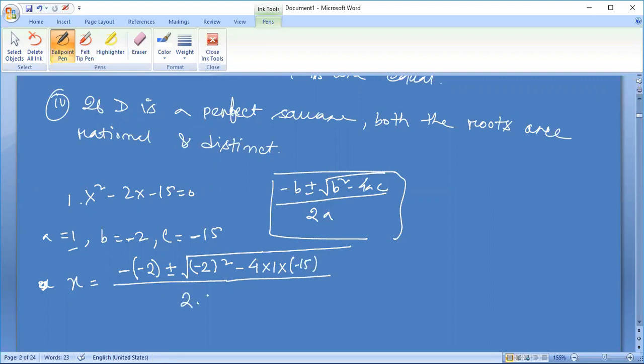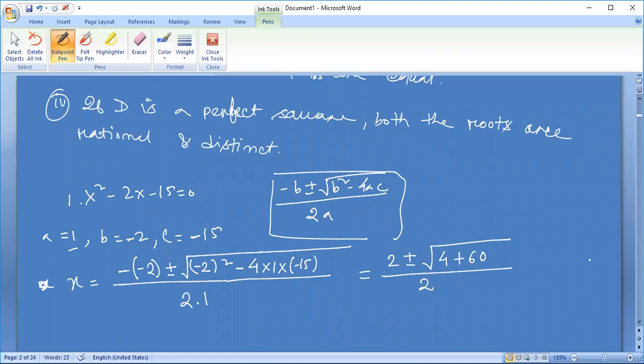A is 1. So now if you solve this, minus and minus will be plus. Then plus minus, minus 2 whole square. It will be what? Minus 2 whole square is 4, yes. So then see now, minus and minus, so it will be plus. And 15 fours are 60, yes? By 2.